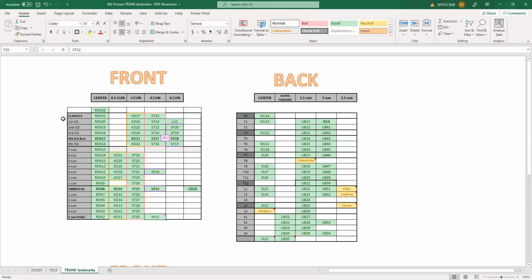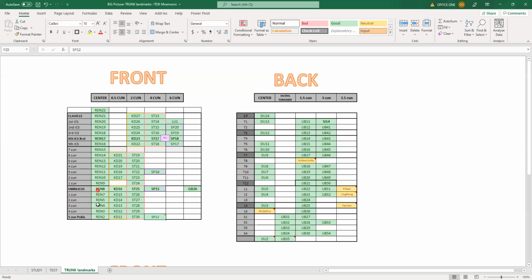So you have to know the measurements from the clavicle. From the xiphosternal process to the umbilicus, we have 8 soon. Then from the umbilicus to the symphysis pubis, we have 5 soon. That's why these are named in this order. I recommend you study this first.